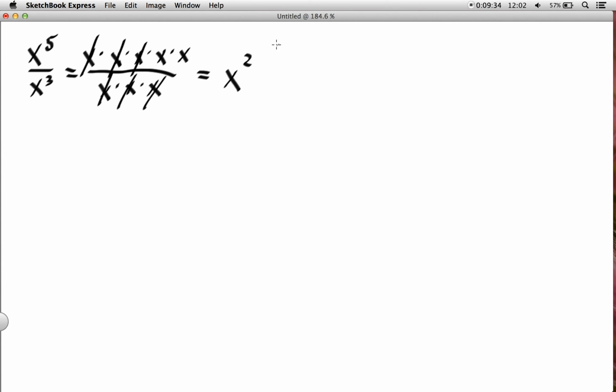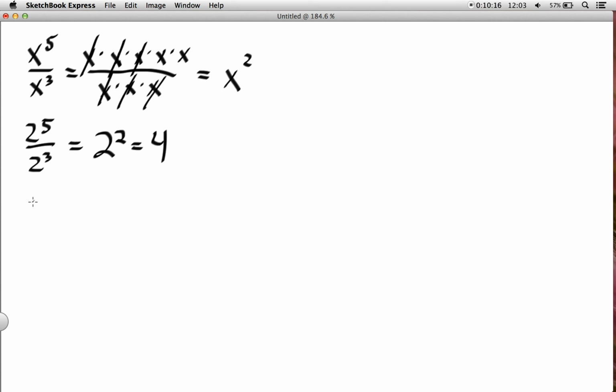So where is our rule here? 5 minus 3 equals 2. So when we're dividing, we subtract the exponents. When the same base, we can subtract the exponents in division to get the new exponent. And proving this numerically, 2 to the 5th over 2 to the 3rd is going to be 2 to the 5 minus 3, 2 squared, which is 4. And if we want to prove that, we just look at 2 to the 5th is 32, and 2 cubed is 8, and 32 over 8 will be 4.